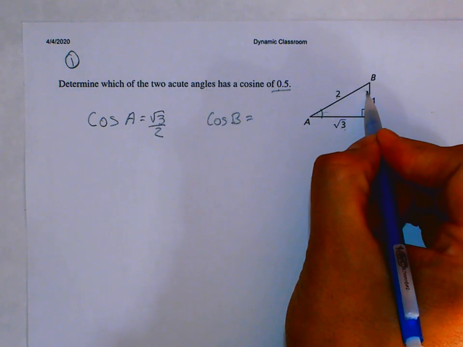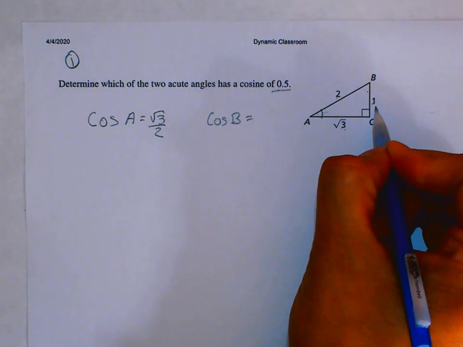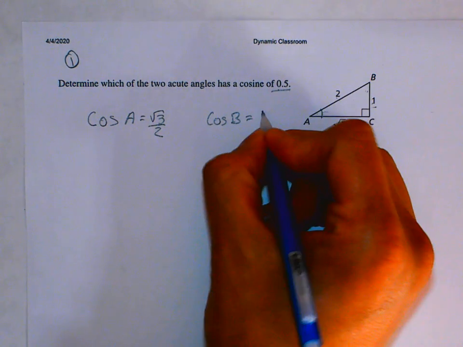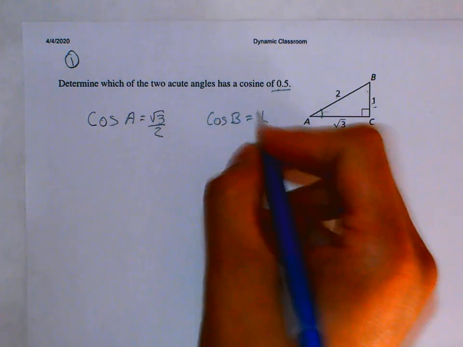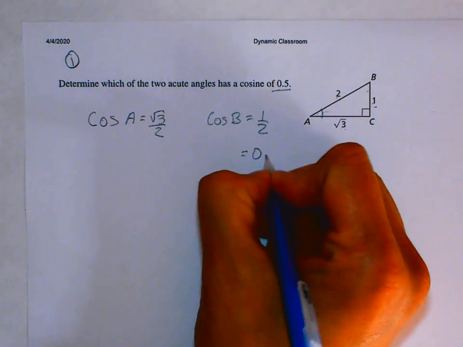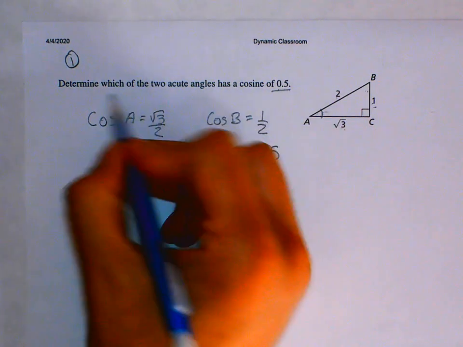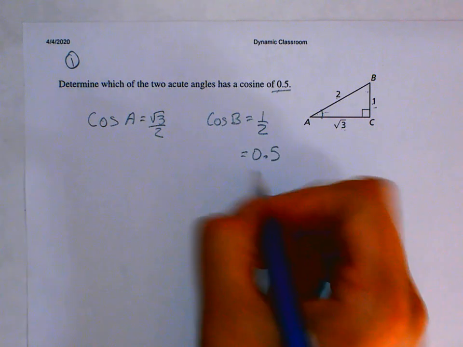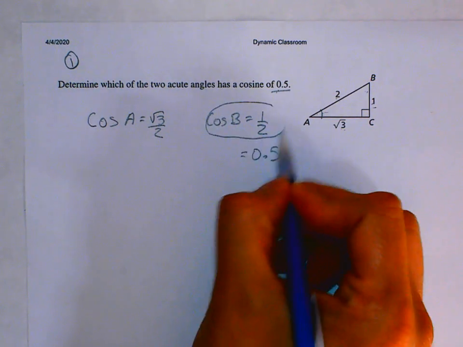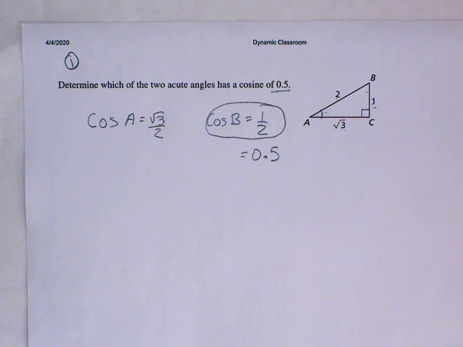Now B, cosine of B, adjacent over hypotenuse. That's 1 over 2. Now, because I'm an expert in fractions, I know that this will be 0.5. So determine which of the two acute angles has a cosine of 0.5. The answer is B, this one. Okay, pretty simple? Sure is. All right, if you need a little bit of extra time to see the problem, make sure you pause the video so you can take some notes.